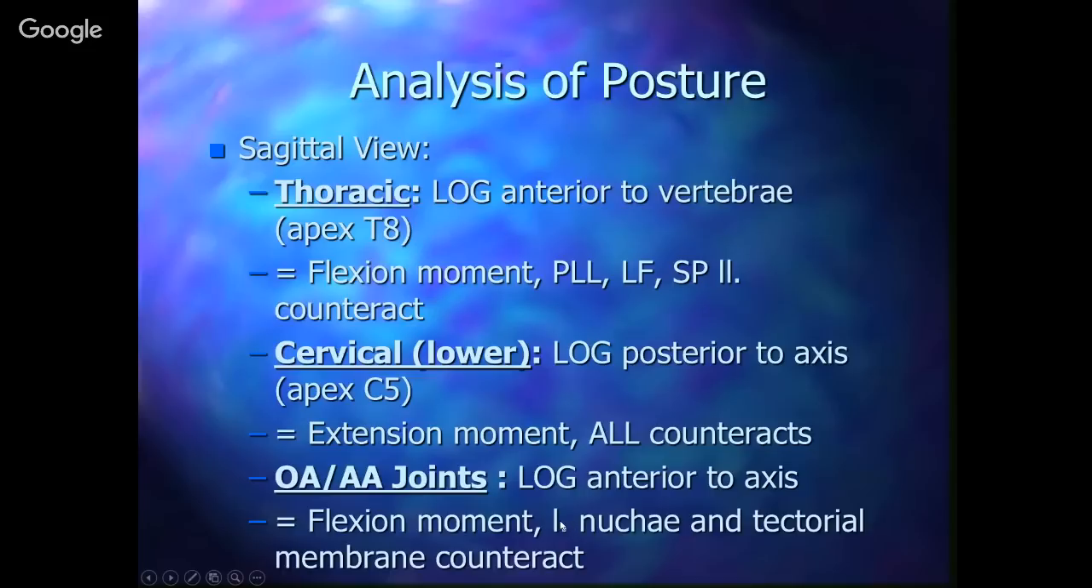Now we have the ligamentum nuchae, however you pronounce it, and tectorial membrane that counteract it. Fancy terms, fancy names for the C-spine, but essentially are continuances of our posterior longitudinal ligament and our supraspinous ligament.